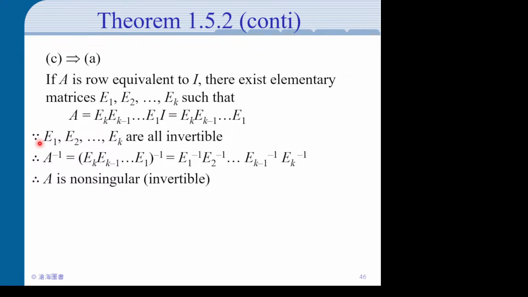But as we said, the elementary matrices are invertible. So their product should also be invertible. So now we have a constructive answer. A^-1 is just equal to all those inverses, E^-1, in reverse order. And then we see that A is non-singular because we have the inverse of A written right here.